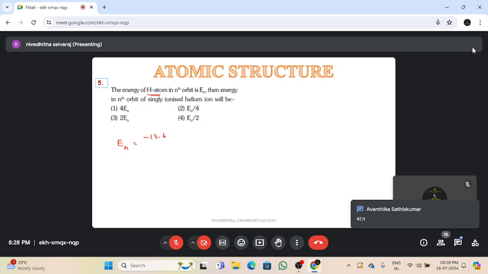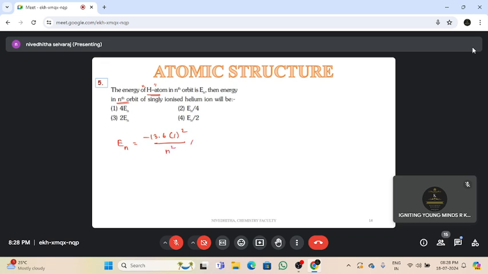According to this hydrogen atom, the atomic number is 1. So 1 square divided by, they are talking about the nth shell, so it is n square. So they are representing this as En. So En is minus 13.6 divided by n square. But they're asking the question for singly ionized helium. What is a singly ionized helium ion? That is helium plus. So for this, the energy is En prime, to differentiate the energy of hydrogen and helium.